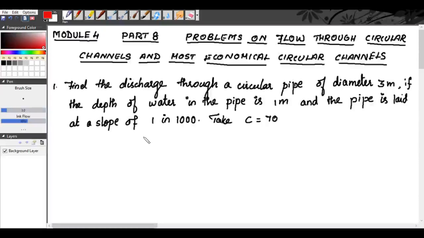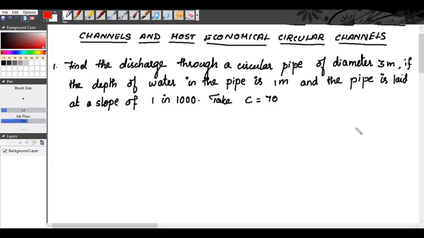The first problem is: find the discharge through a circular pipe of diameter 3 meter if the depth of water in the pipe is 1 meter and the pipe is laid at a slope of 1 in 1000. Take Chezy's constant C equal to 70. So the section for the channel is circular. Let us draw a circular section.